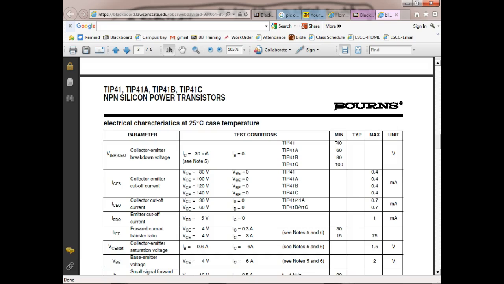So this is the breakover voltage on that collector to emitter. So these three versions, this version could block up to 40 volts. This guy could block up to 60 volts. This right here could block up to 80 volts. And then the TIP 41C could block up to 100 volts. That makes sense?